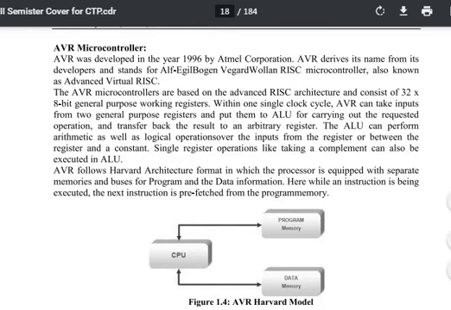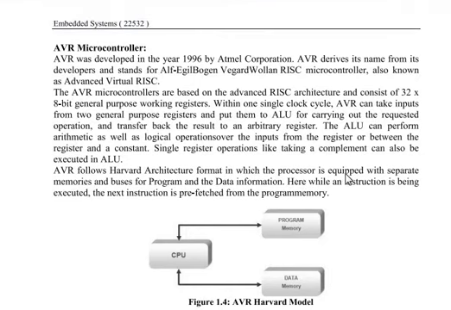It consists of 32 8-bit general purpose working registers, available with single clock cycle access, and the arithmetic logic unit carries out the requested operation on registers. The ALU can perform arithmetic as well as logical operations, and the complement can also be executed in the ALU.